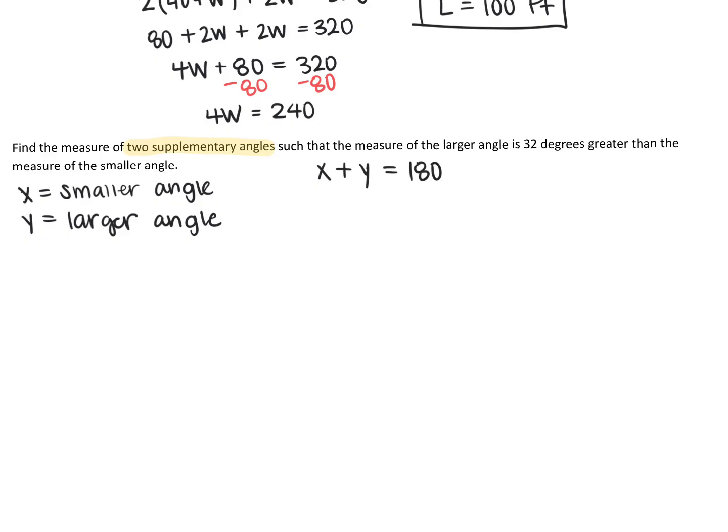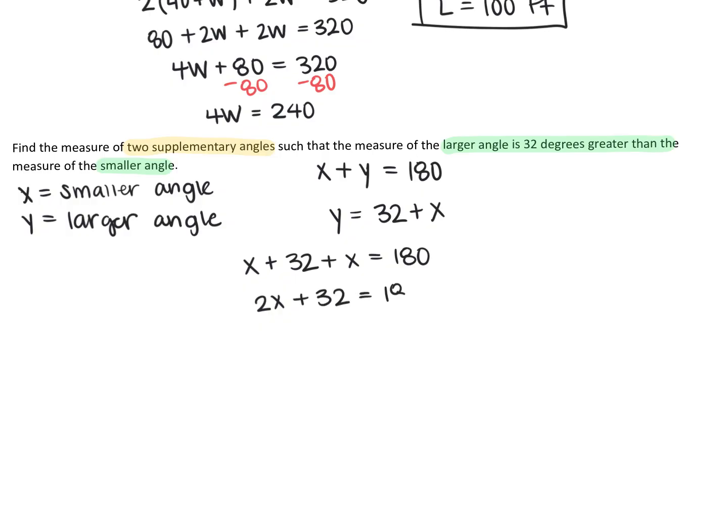My second equation comes from the fact that my larger angle is 32 degrees greater than the smaller angle. So my larger angle is y. It is 32 more than smaller, which is x. So again, another equation that's set up to use substitution. So we're going to have x plus 32 plus x equals 180. Combine like terms, we get 2x plus 32 equals 180.